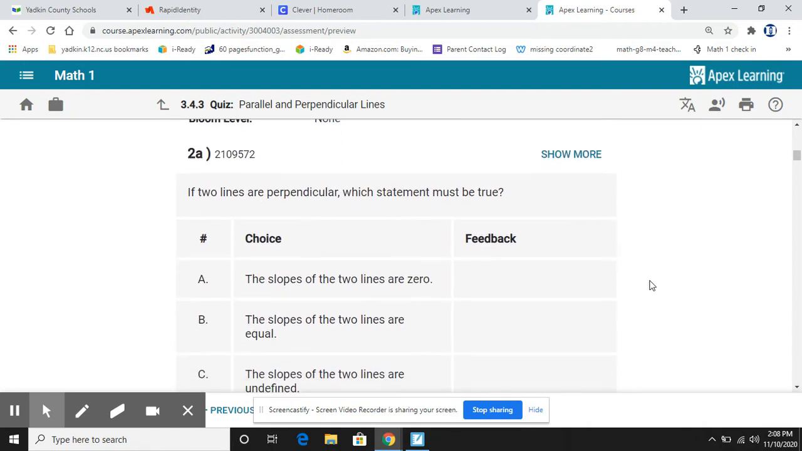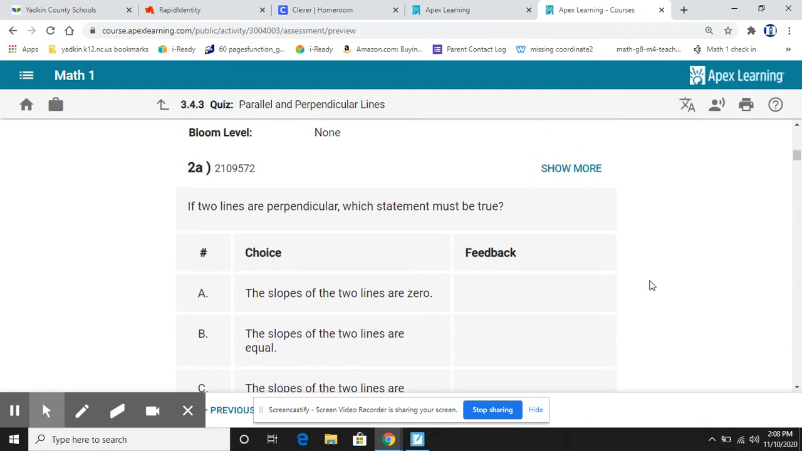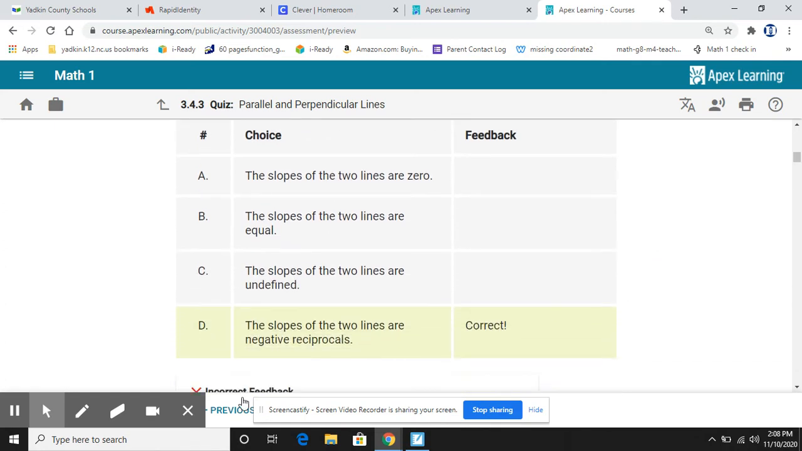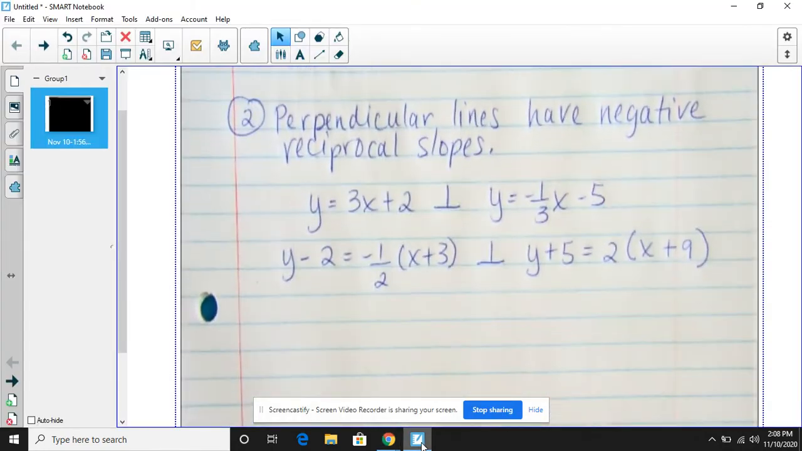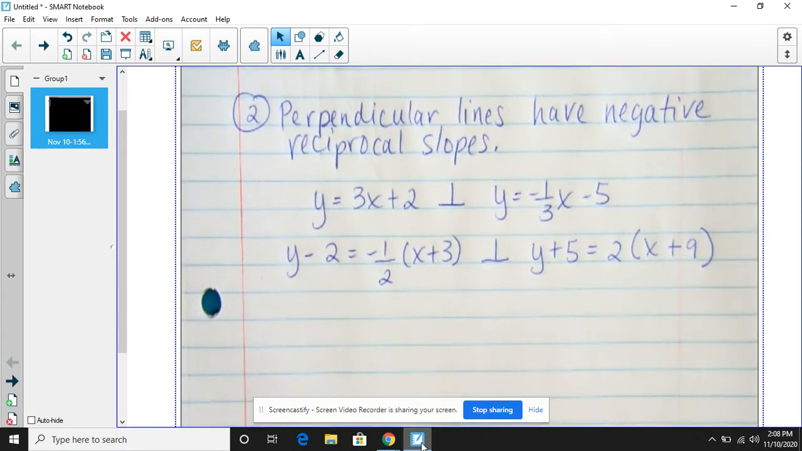Question 2 is going to look like this. If two lines are perpendicular, which statement must be true? The slopes of the two lines are negative reciprocals. So what you need to know for perpendicular lines is this. Perpendicular lines have negative reciprocal slopes.